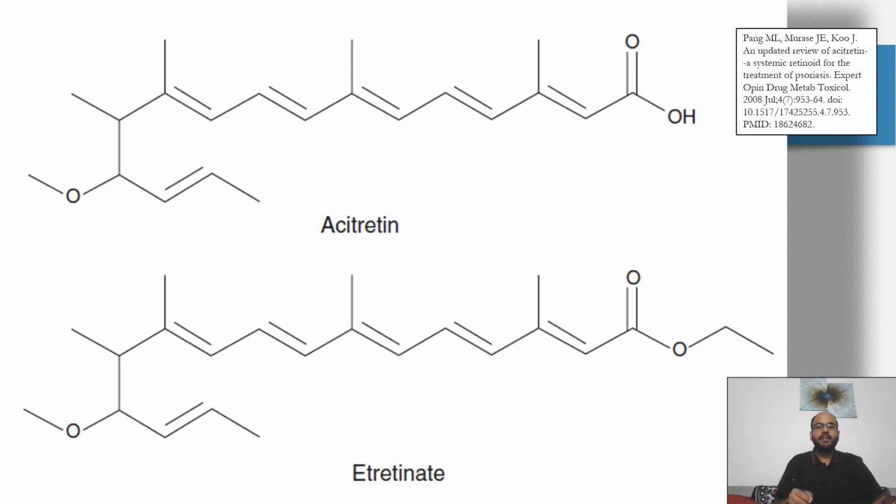So here we can see the structure of acitretin and etretinate, and you can see the ethyl ester group here instead of a carboxylic acid group. And that is the main difference between the structure of etretinate and acitretin.